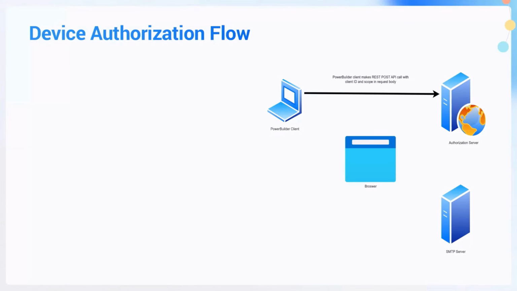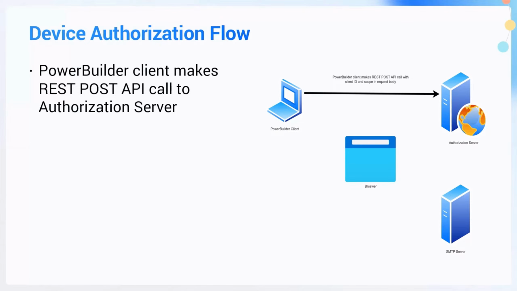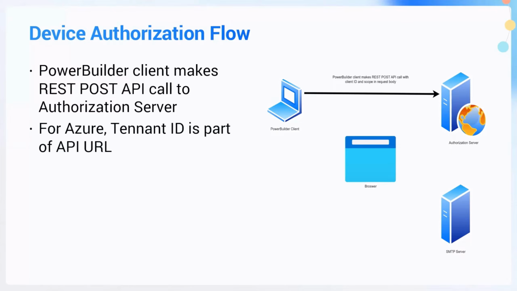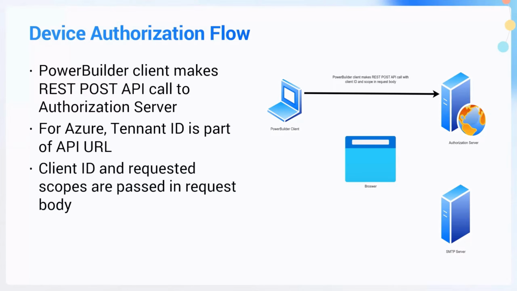Let's look at the device authorization flow. This is the limited input device flow. So in this one, the PowerBuilder client is going to do a REST call directly to the authorization server. I keep confusing those two terms. And we send in the client ID, and for Azure, we send the tenant ID as well, and the requested scopes. But we're not doing it through the browser. We're doing a direct REST API call. So we have the REST client object or the HTTP client object that's native to PowerBuilder, so that's easy for us to do.